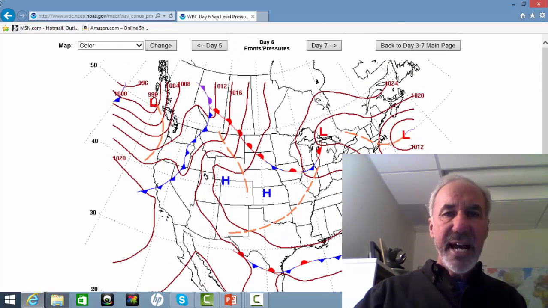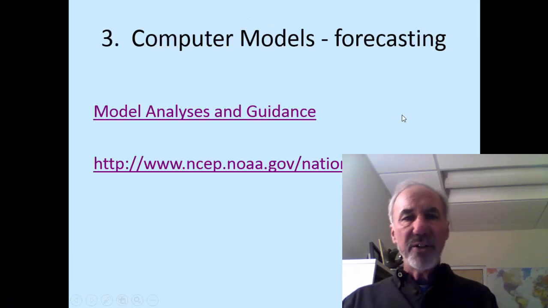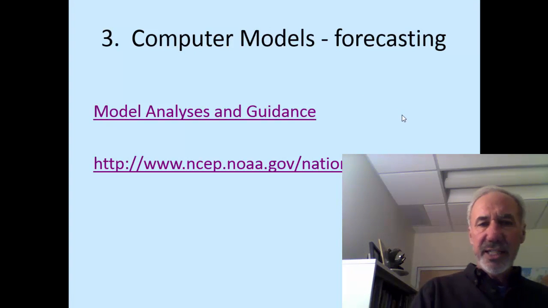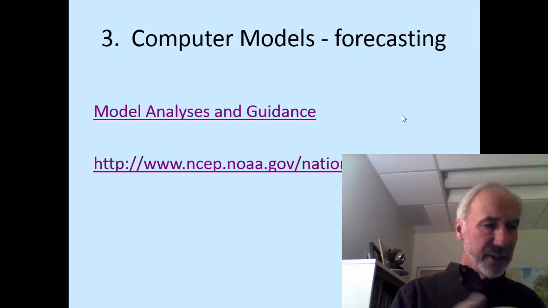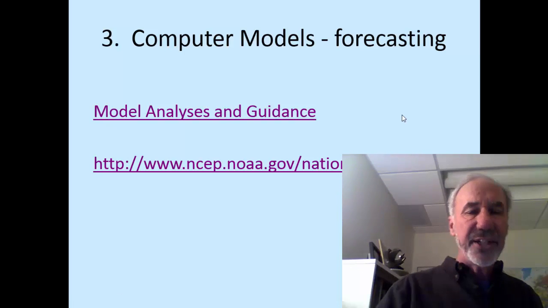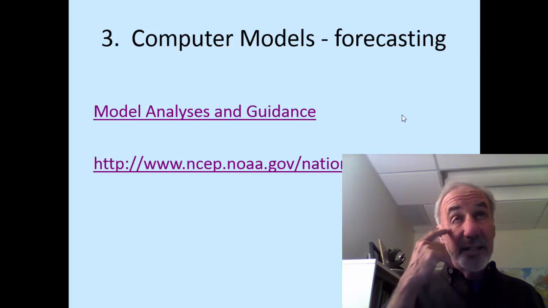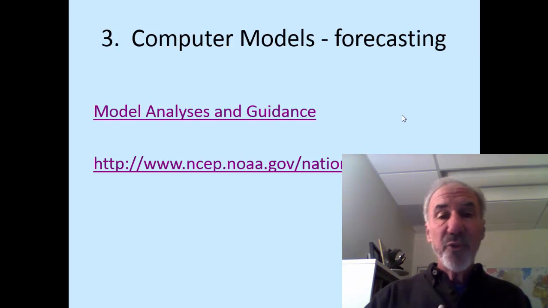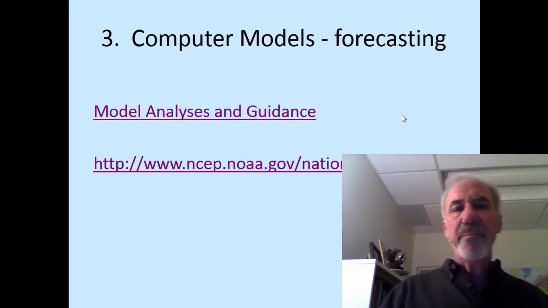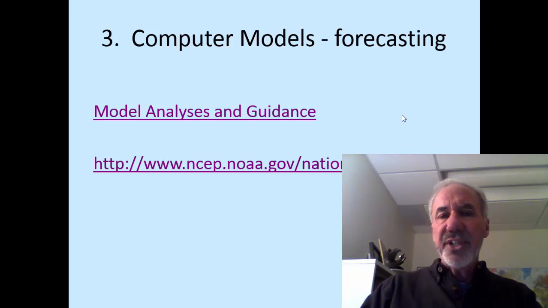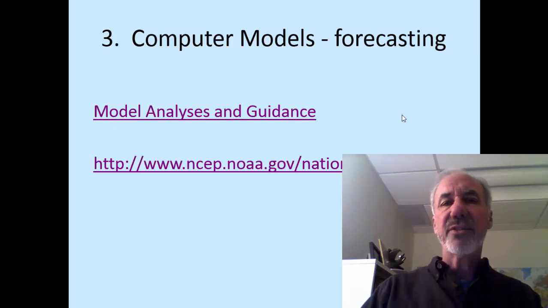Okay, so there you have it. That's just a quick introduction to some of the computer models that you have free access to on the internet. I strongly urge you to go ahead and use that. Click around in there. There's a lot more stuff you can access there than I showed you. But the Global Forecast System model is one of the best we have. So if you just stay with that, you can do your own weather forecasting.